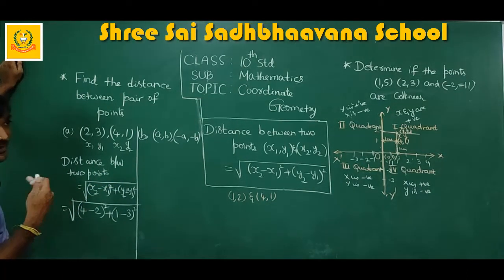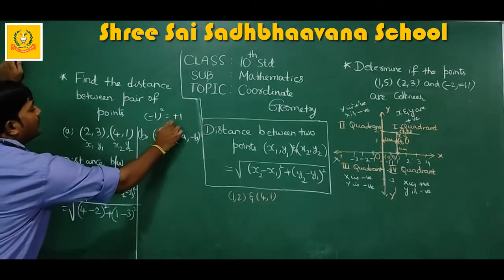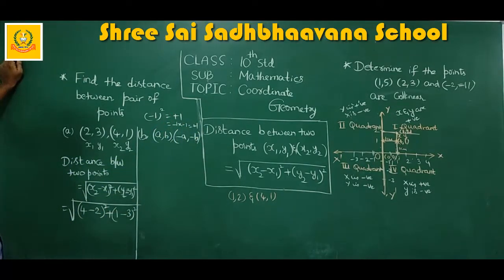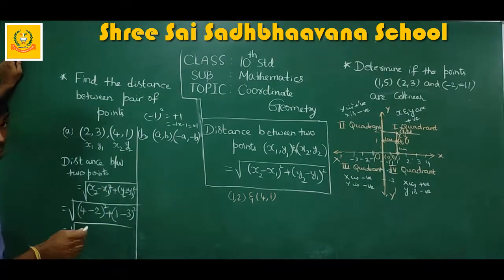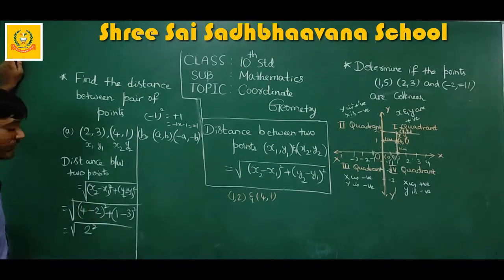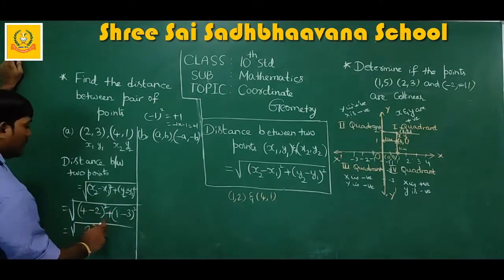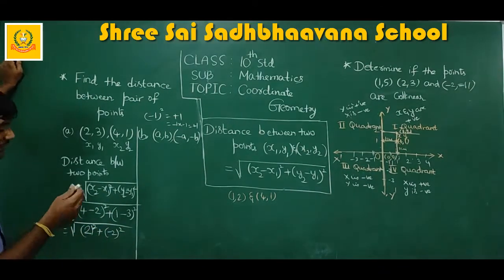Whenever you square any value, you will get only positive. For example, you have -1 square. What is that? +1. Because -1 square is -1 into -1, which is +1. So where do you get a negative value? Here there is no chance of getting negative values at all. So 4 minus 2, which is 2. 2 square and, remember, 1 minus 3 is minus 2 square. So write square, no problem. Minus 2 whole square.